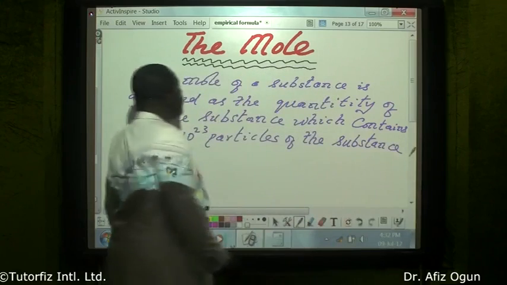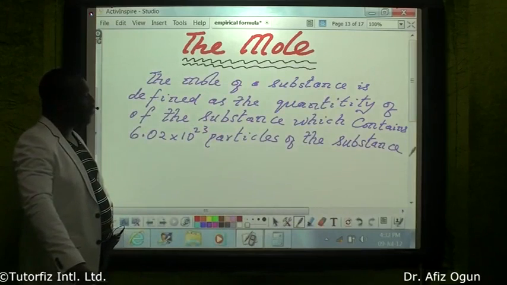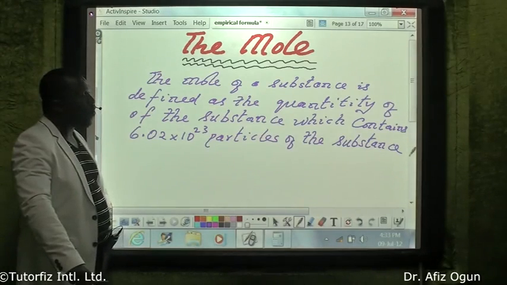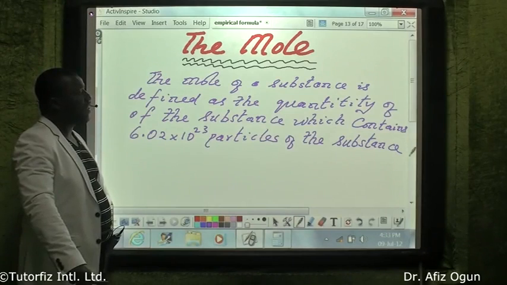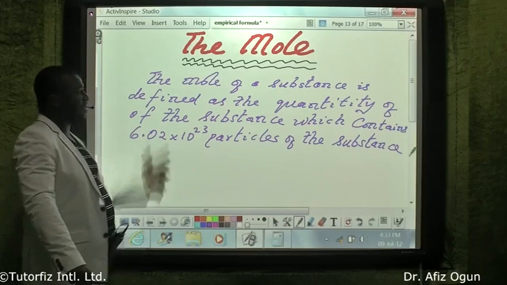The mole of a substance is defined as the quantity of the substance which contains 6.02 times 10 raised to power 23 particles of that substance. Please write this down. This is the standard definition of a mole.